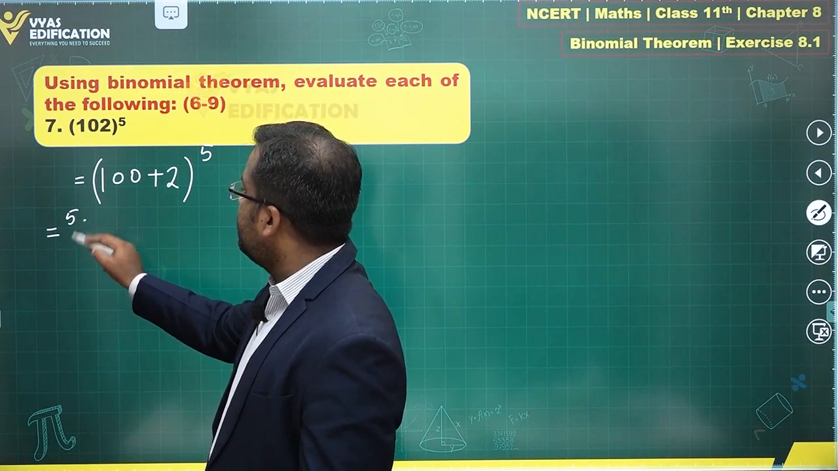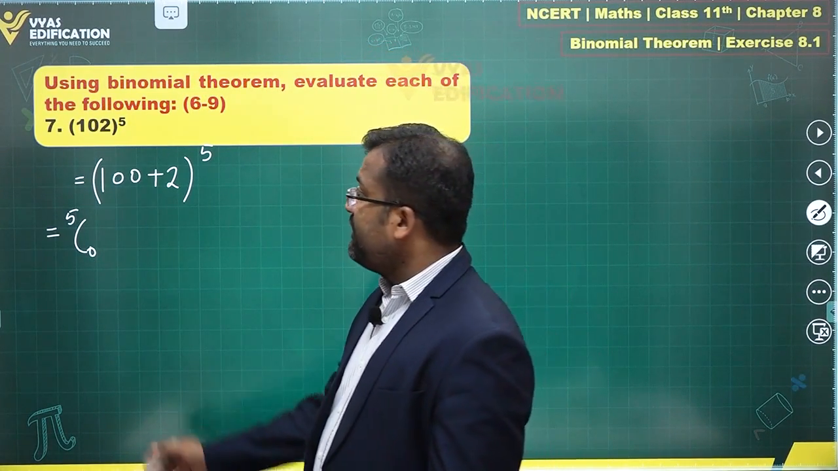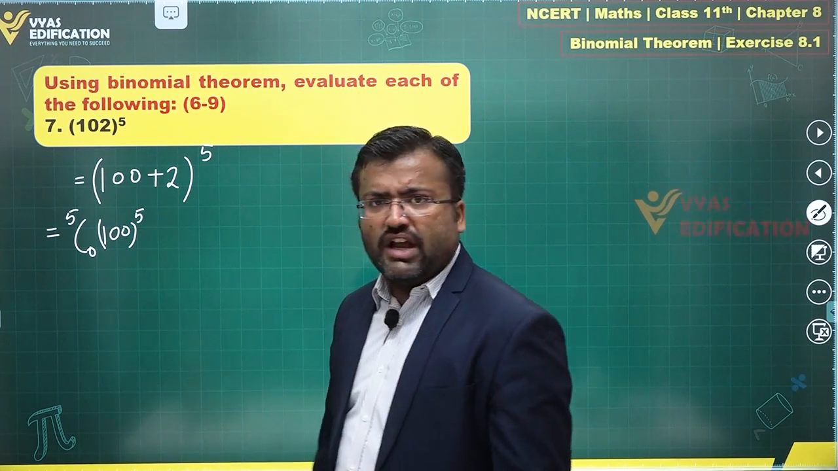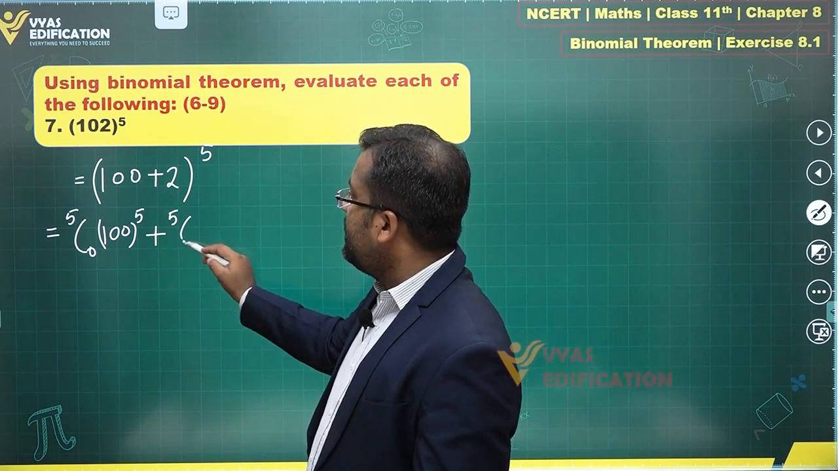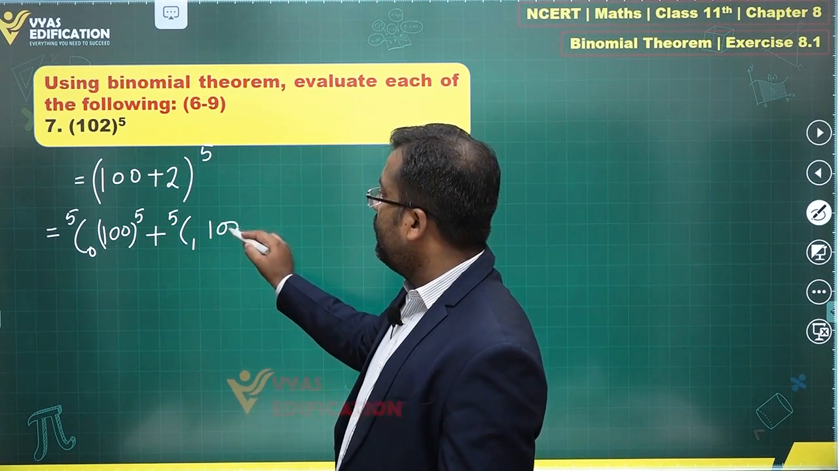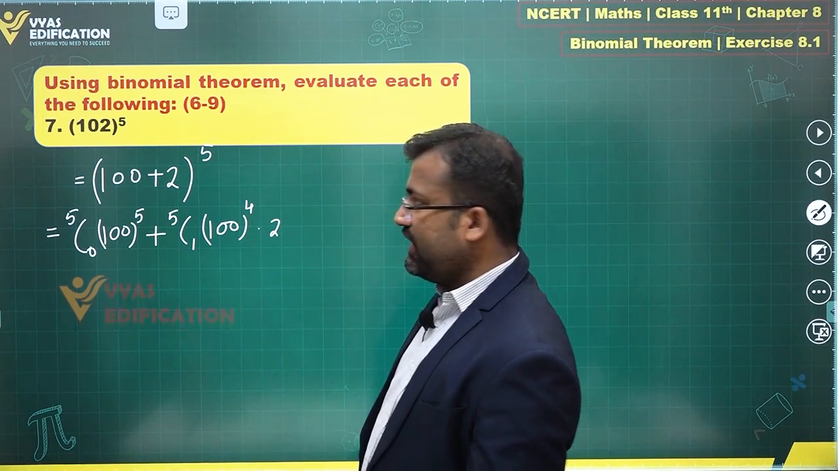We can expand using binomial theorem. The first term will have binomial coefficient 5C0, 100 power 5. This is what you have in the first term. The next term will be 5C1 binomial coefficient, 100 power 4. The power of 100 will reduce by 1, and the power of 2 will increase by 1.